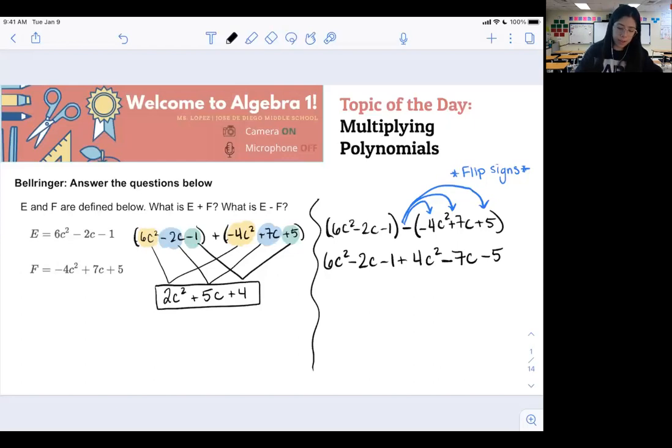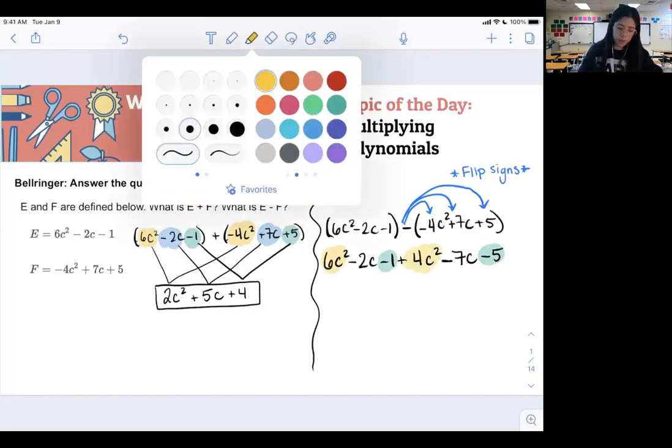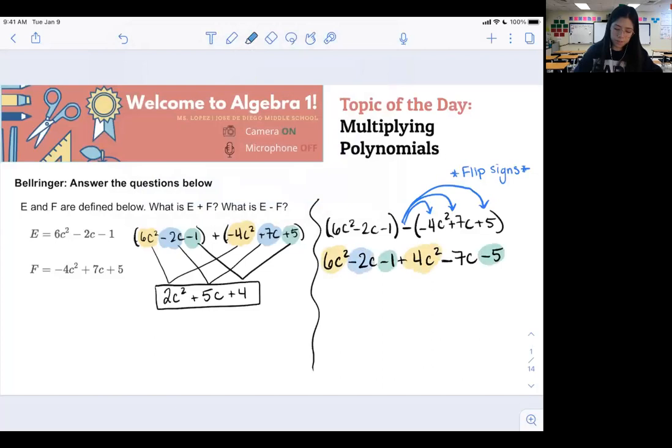And now I'm going to do the same as before. I'm going to combine like terms. So very similar, but the numbers are going to be different because this time, since I flipped all the signs, I'm doing different operations. So 6 plus 4, now I'm adding 4. So 6 plus 4, I get 10. 10c squared.